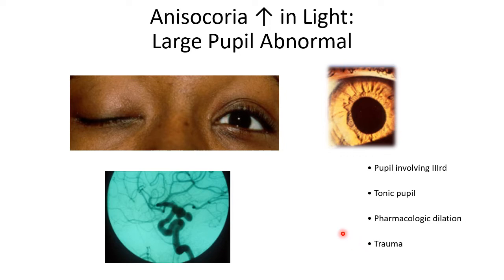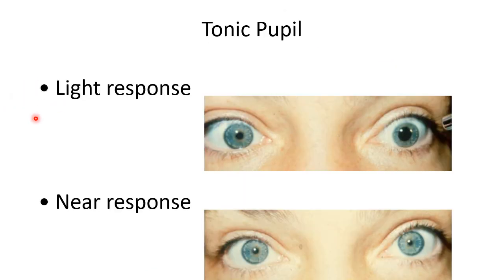But the classical large pupil that doesn't react is something worrying, where you have to think about a PCOM aneurysm causing compression on that third nerve, causing that third nerve palsy and dilated pupil. So the tonic pupil is one cause of a non-reactive pupil, and the pupil does not react to light, but it does react to a near response.